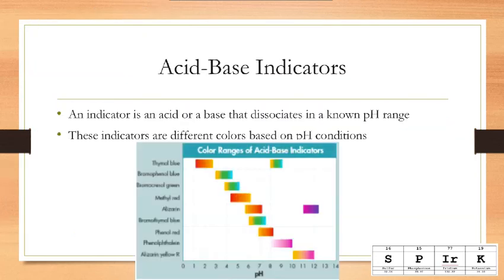So we also have these things called acid-base indicators. An indicator is an acid or a base that dissociates in a known pH range. These indicators are often colors based on the pH conditions. So if you look along the x-axis, we see the different pH values that range from 0 to 14. And based on the indicators along the y-axis, if those are within our solution and we go through a pH change, we will see a color change. And that way we know what pH we're at. We can see where our solution is changing pH.